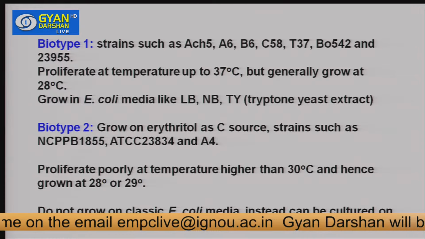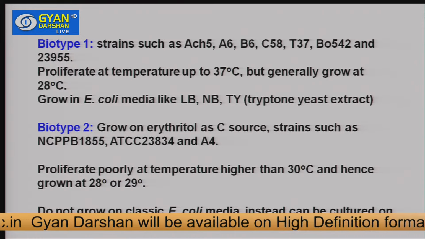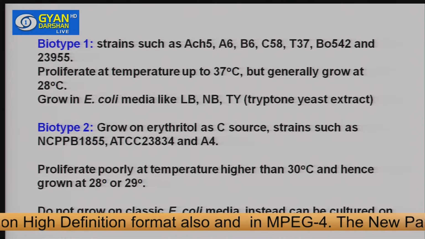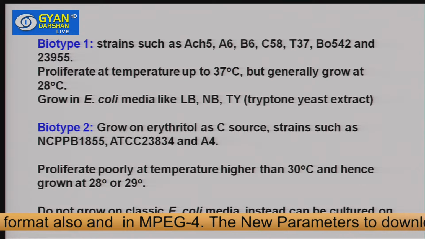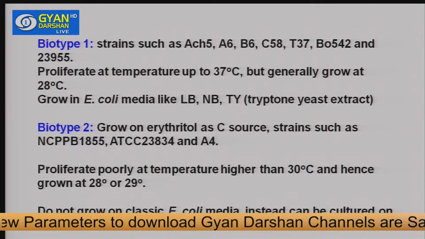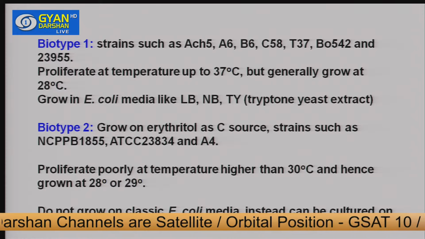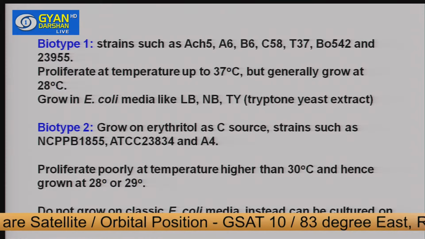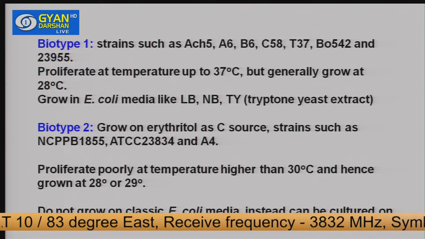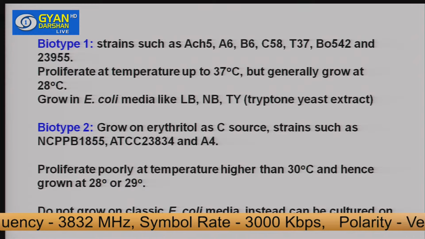Before I begin the Agrobacterium tumefaciens biology, we categorize Agrobacterium tumefaciens strains into two groups, biotype 1 and biotype 2. Biotype 1 includes certain strains like ACH5, B6, T37 and so on. These strains normally grow up to 37 degrees centigrade, but normally they grow at 28 degrees centigrade. Even if you raise the temperature, they might tolerate up to 37, but not beyond that. But when you are culturing them in the laboratory, it is preferable to culture them at 28 degrees centigrade.